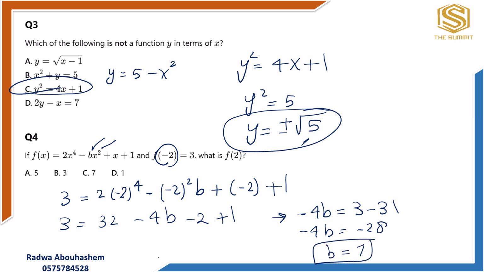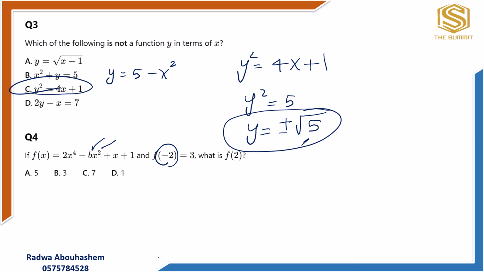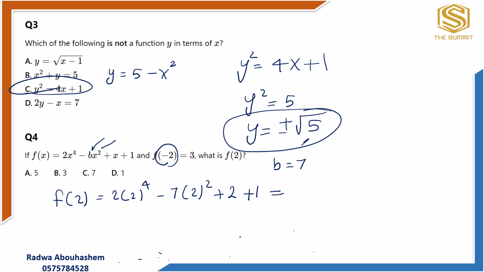Now I found the b. I could substitute again to find f of 2. So b is 7, right? He's asking me about f of 2. Okay, so this means 2 times 2 power 4 minus 7 times 2 power 2 plus 2 plus 1. So this is 32. And this is 28 plus 2 plus 1. 32 minus 28 is 4. 4 plus 2, 6. 6 plus 1 is 7. So this means that f of 2 equals 7.